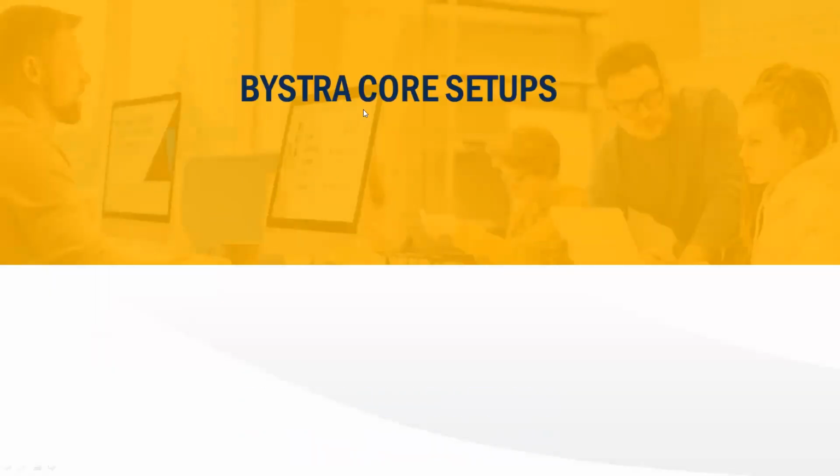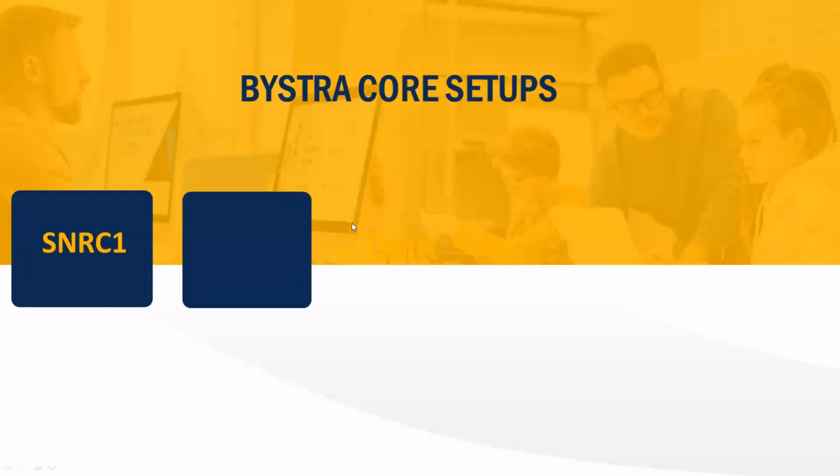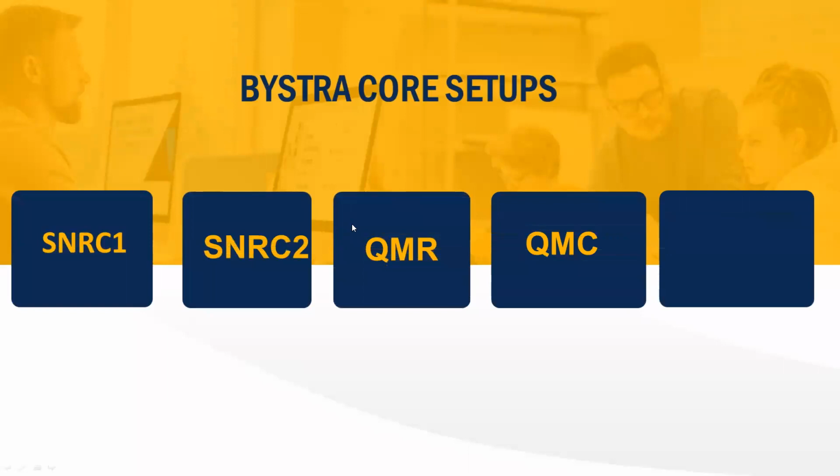First of all, we are looking at the Bystra course setup. I'm not going to spend much time on this. These are the core setups: we have the SNLC1, SNLC2, QMR, Quasimodo reversal, Quasimodo continuation, and then Quasimodo manipulation. These are very important concepts.